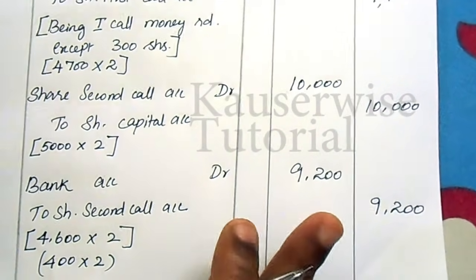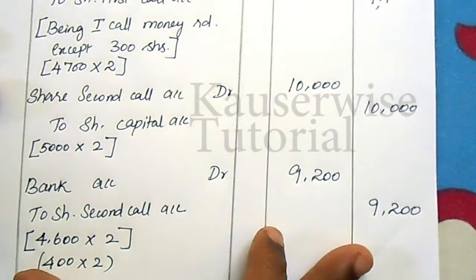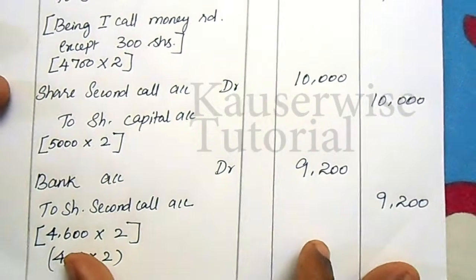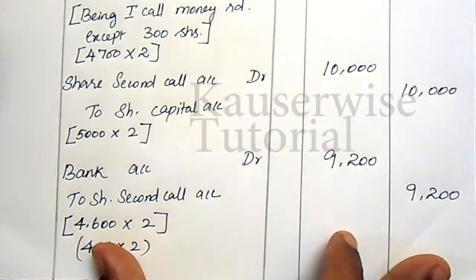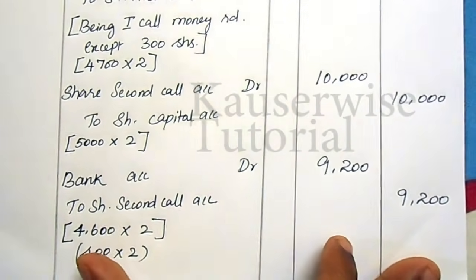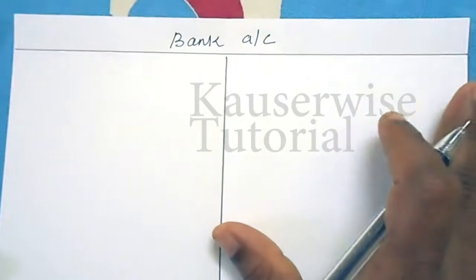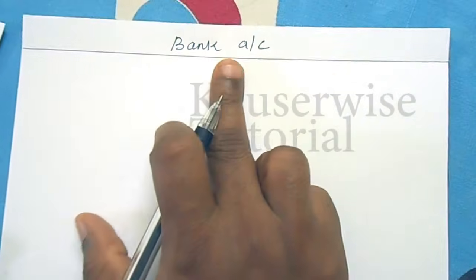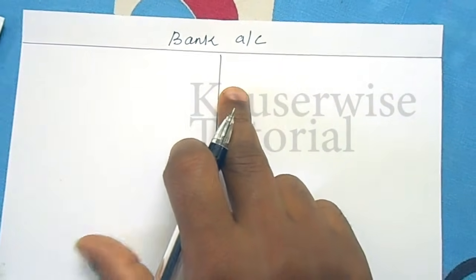Now we have made entries for all the transactions. Now we have to prepare the balance sheet. Before we prepare the balance sheet, you need to prepare the ledger for each and everything. I am going to show you only the bank account. Then we can prepare the balance sheet.